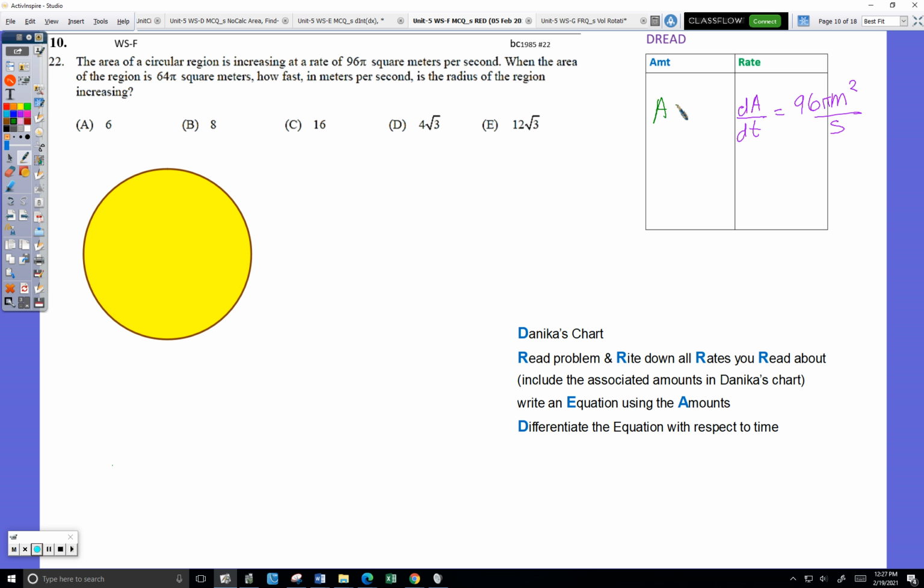So at that moment, we're supposed to find how fast the radius of the region is increasing. So raise your hands, please. What symbol are we trying to find? Hands up. We've got to solve this mathematically, so we need a symbol to represent what we are finding. For a few more.